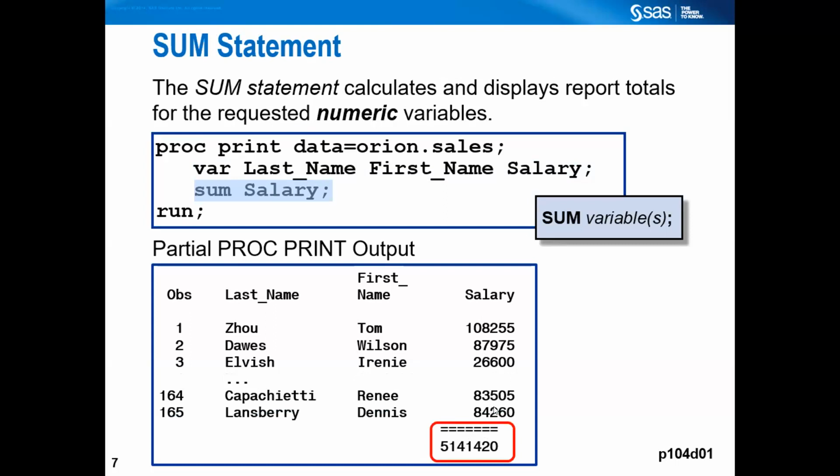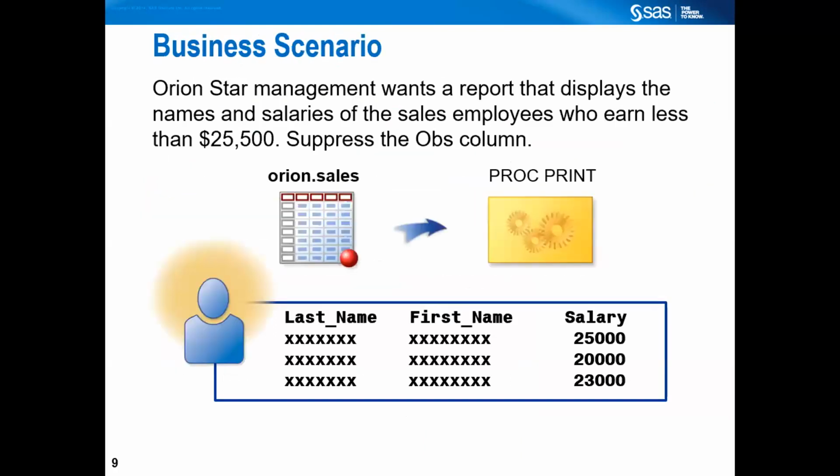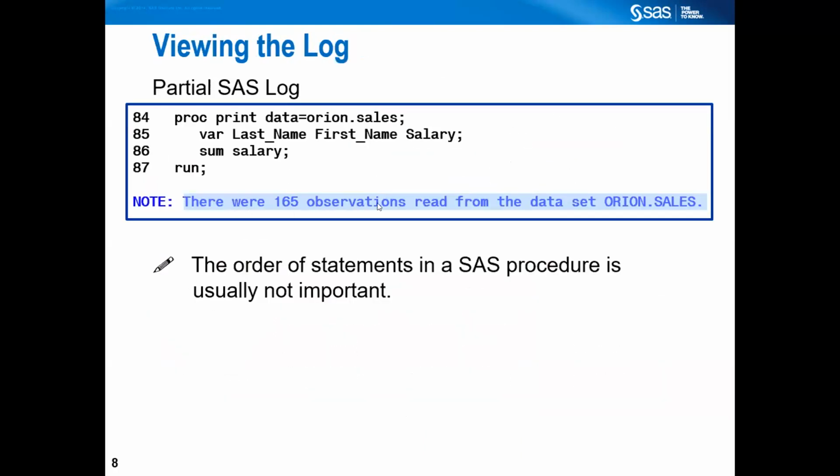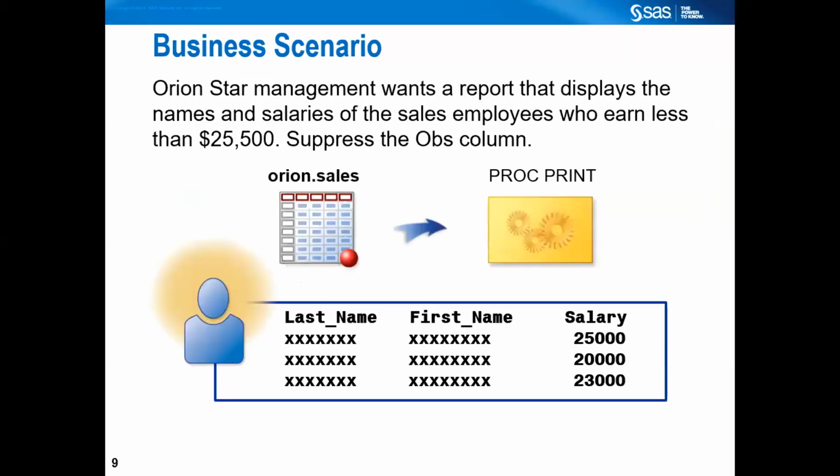So it works only for numeric columns. If you write sum for last name or job title or first name, it won't work. And that is what you'll see in your log, after processing your proc print, it's telling you it's processing all 165 observations from your data set orion.sales. So this is the default output.